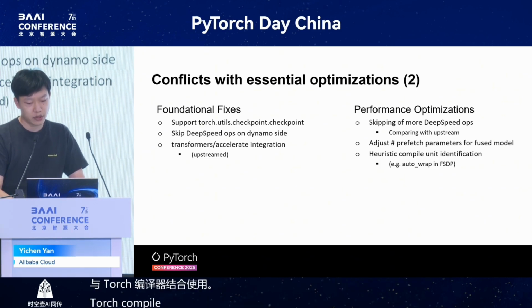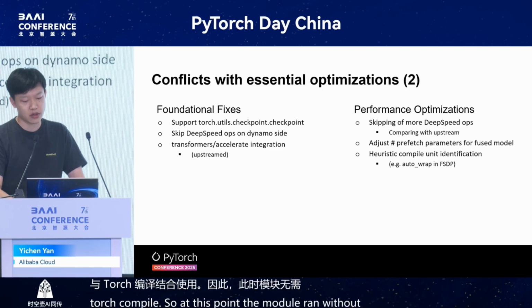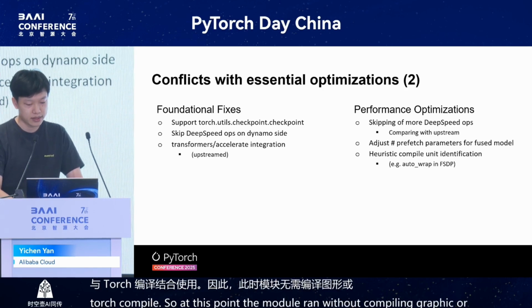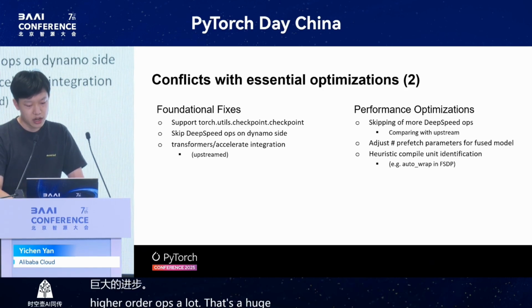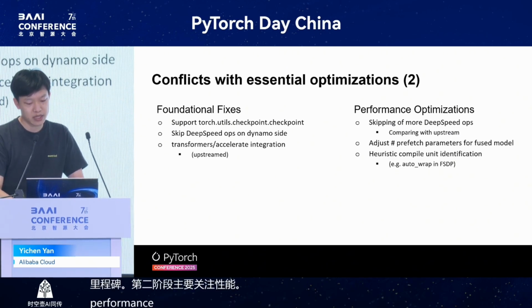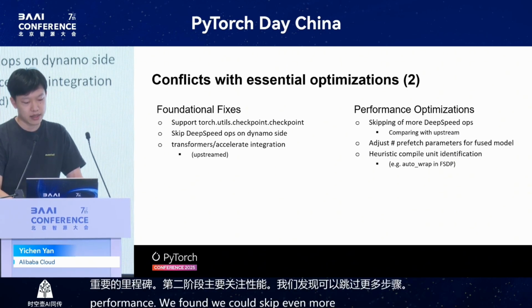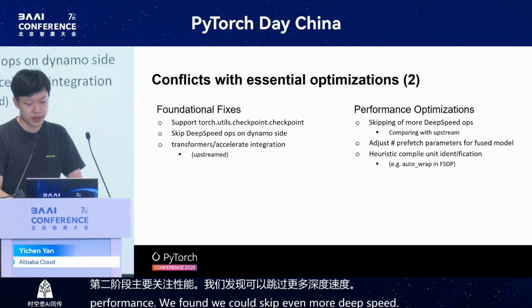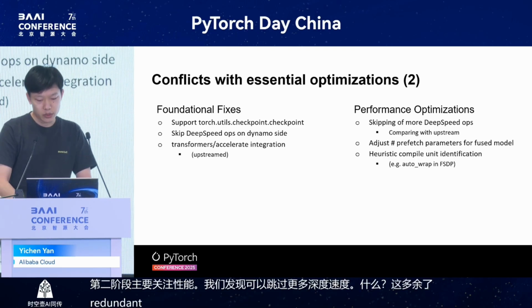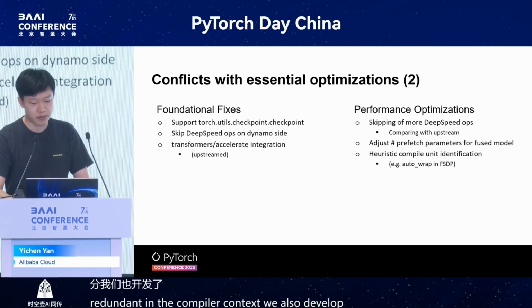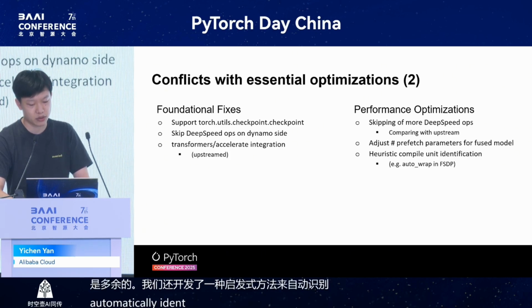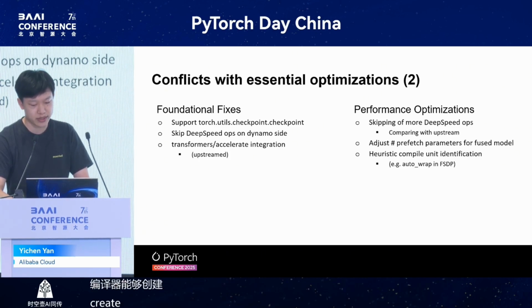So at this point, the module ran without compiling graph breaks or higher-order ops. That's a huge milestone. Phase 2 was all about performance. We found we could skip even more DeepSpeed ops that were redundant in the compiler context. We also developed a heuristic to automatically identify the best units to compile, which allows torch.compile to create a large fused region within the graph.